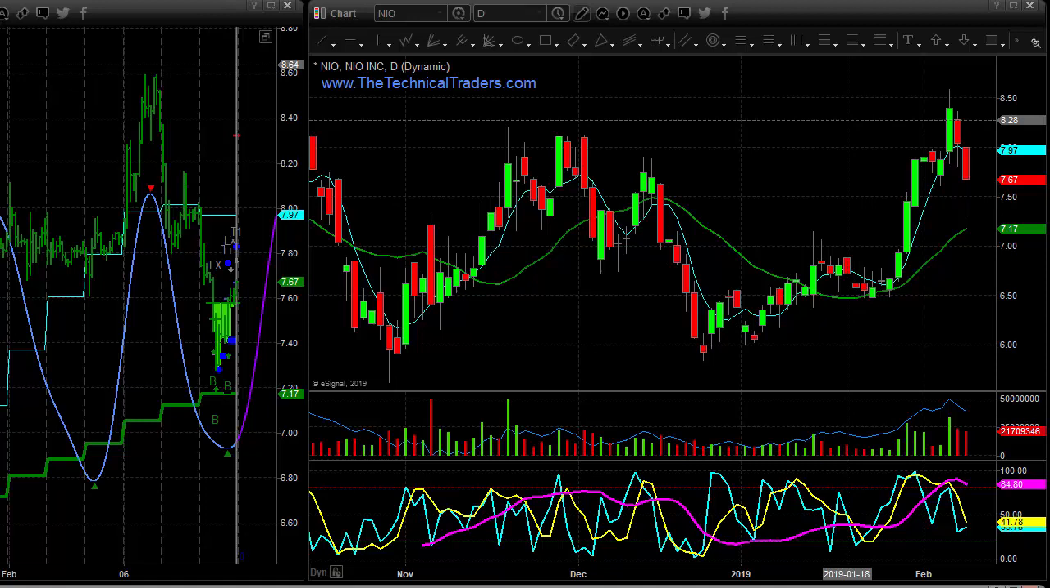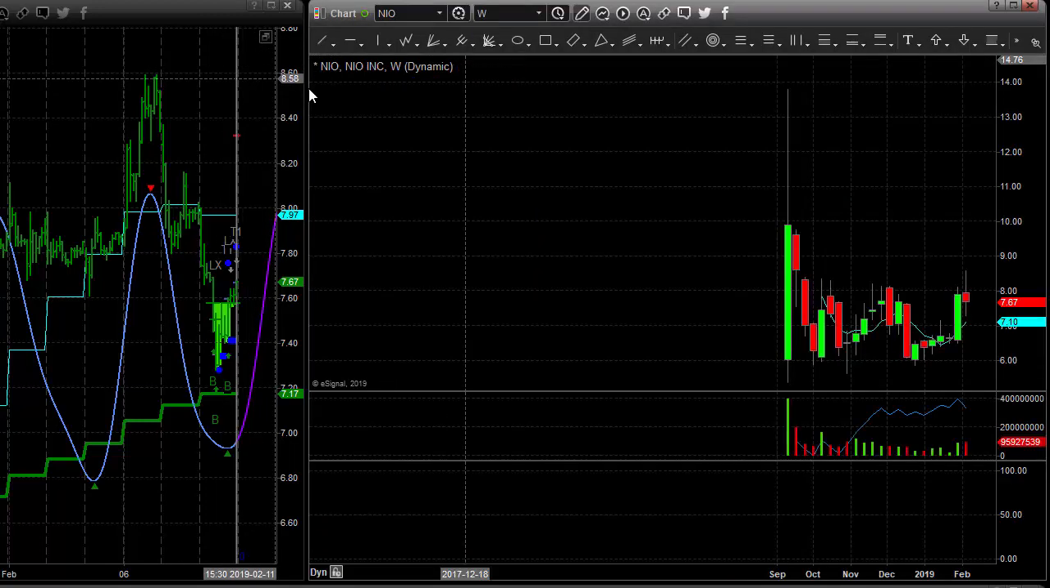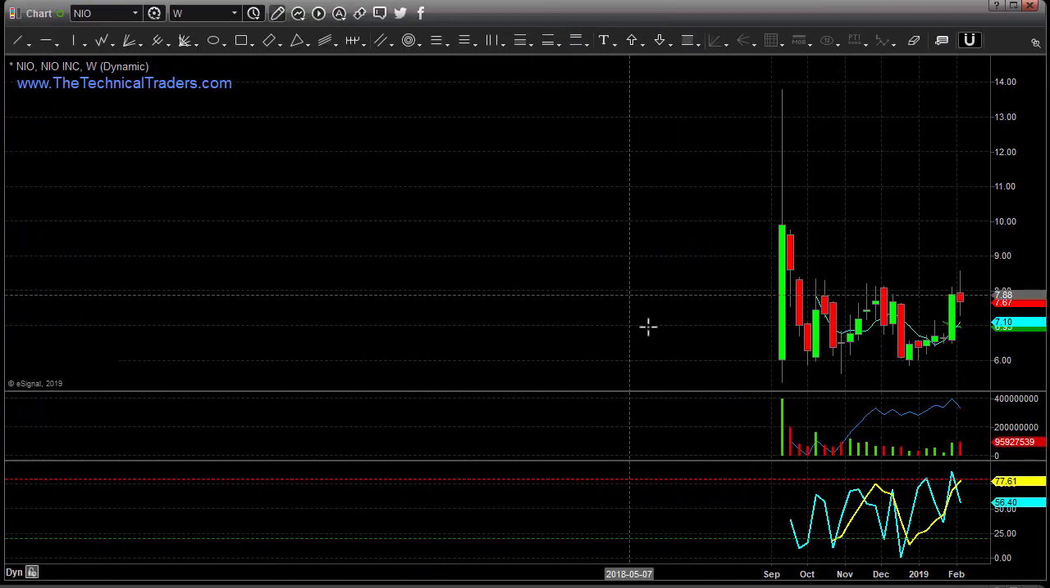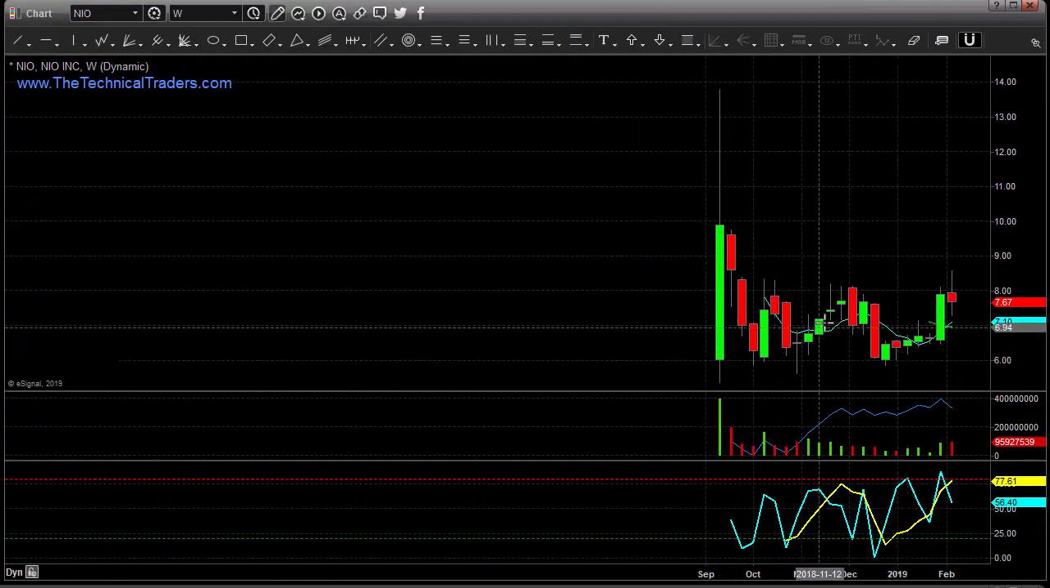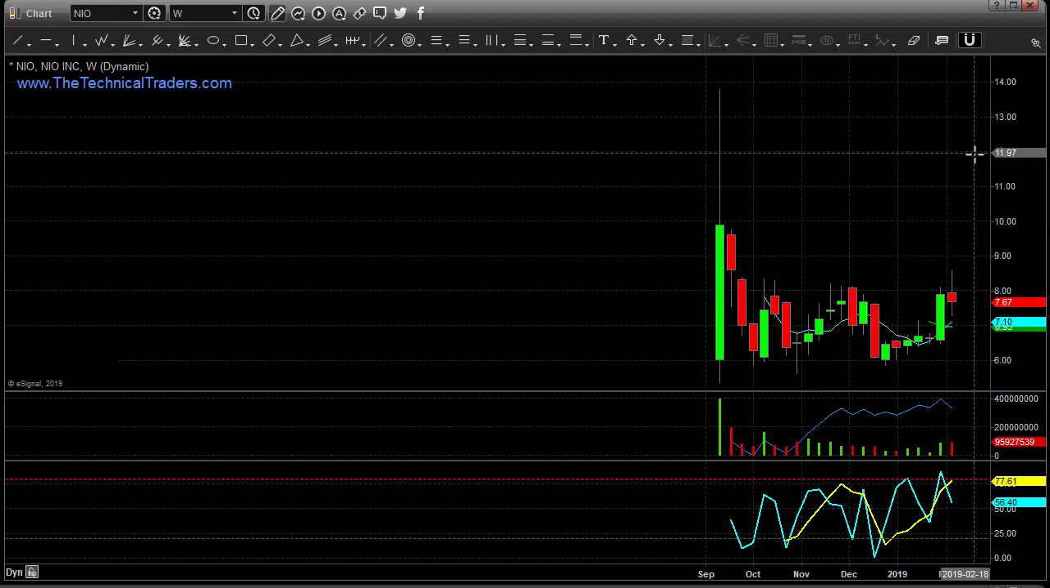If we look at this chart here, let me just go to the weekly so you can see the bigger picture of what we're looking for in NIO. It is a much larger chart pattern here. If it can break and hold above this level, we are going back up somewhere into this 12 area, which is what we're looking for.